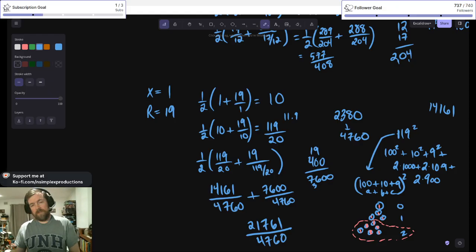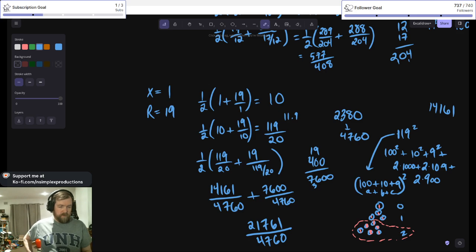Okay, and then we check. So 21,761 divided by 4,760 is going to be 4.5716, which sounds reasonable for as much work as we did here. Square root of 19 is 4.3588989. So, okay. It wasn't great, but here's the thing, right?